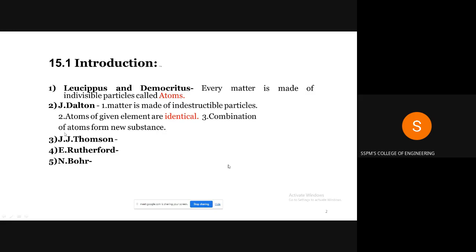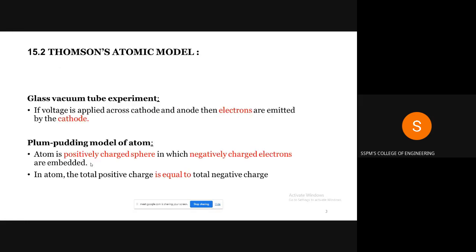After that, we will discuss J.J. Thomson's atomic model, Ernest Rutherford's atomic model, and Niels Bohr's atomic model. Okay, and after that, we'll discuss the problems based on all these three models. The first one, Thomson's atomic model.